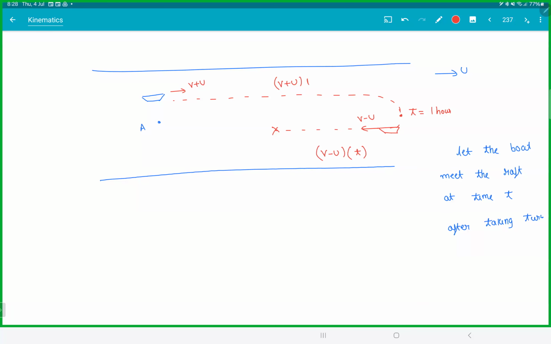Is that making sense? So you went down for 1 hour, you came up for time T. In this process, your wooden plank was traveling with the same speed U. It came and met here. So for how long did the raft travel?